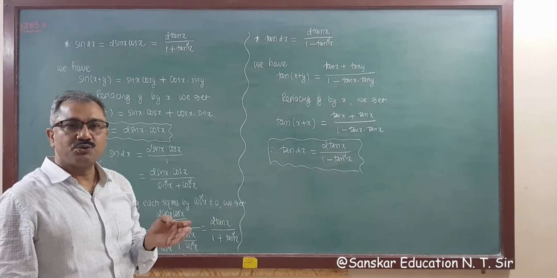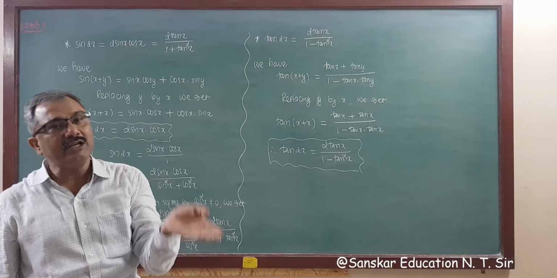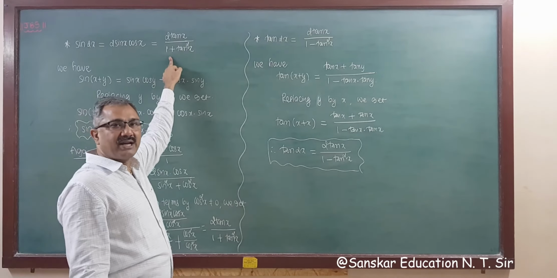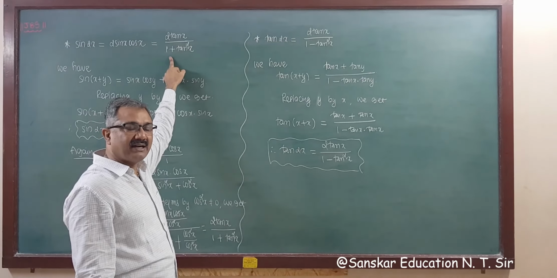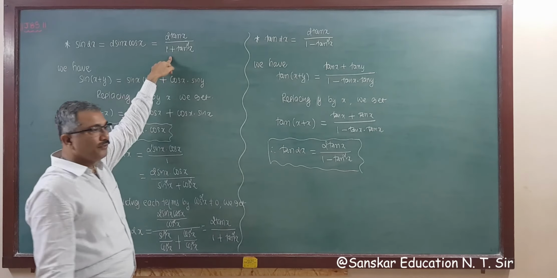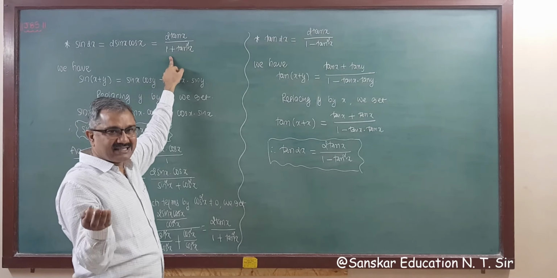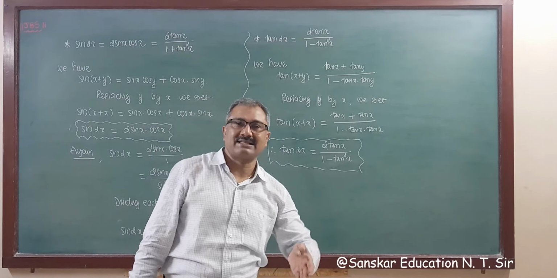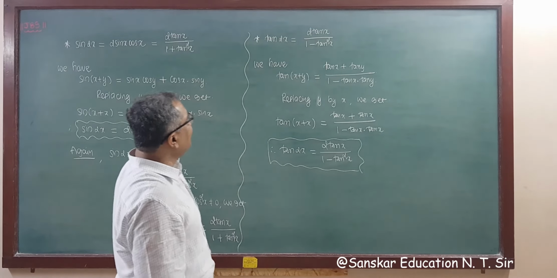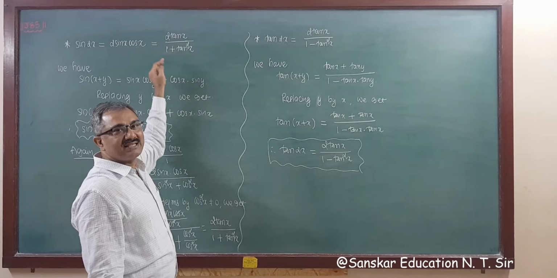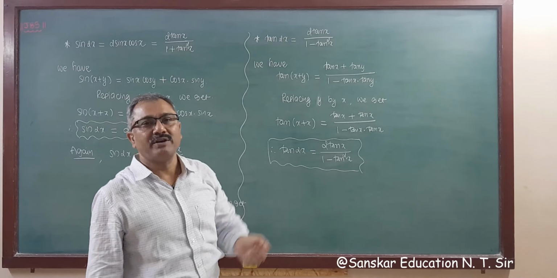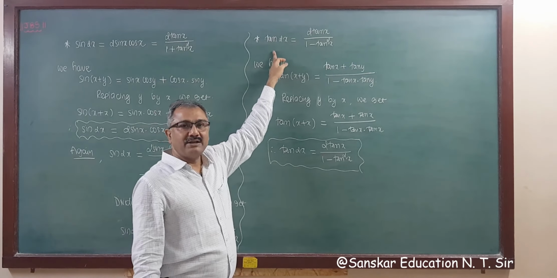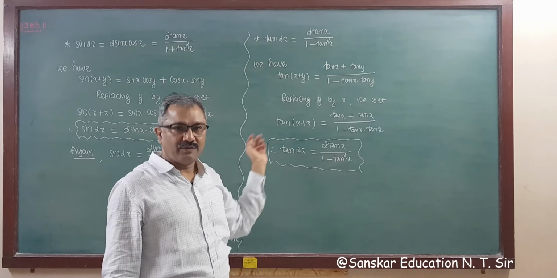Sin 2x is 2 sin x cos x, only one formula, and in terms of tan it is 2t upon 1 plus t square, that is 2 tan theta upon 1 plus tan square theta, or 2 tan x upon 1 plus tan square x. You can say anything, x, theta, y, whatever you like, right? And for tan 2x, the formula is 2 tan x upon 1 minus tan square x. So 2t upon 1 minus t square, that is 2 tan x upon 1 minus tan square x, is the formula for tan 2x. So you have to remember all these formulas, right?